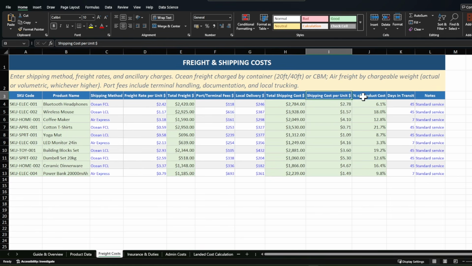And you can also check how much percent of the total purchasing cost this shipping cost is, which is 6.1%. And you can have some other details like how many days it will be in transit and what the service type is. These are just extra information so that you can justify the cost and other things. So in this particular sheet, we have calculated the total freight, then total shipping cost, including the terminal fees and the local delivery, and then the shipping cost per unit and its contribution over and above the purchasing cost. Now move to the other cost, which is insurance and duties.